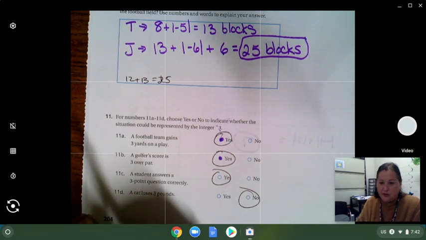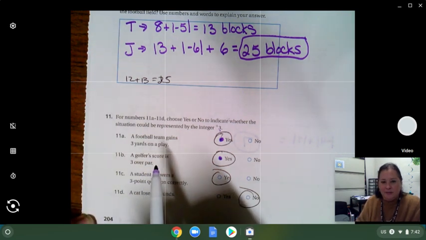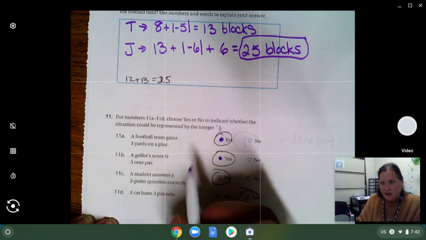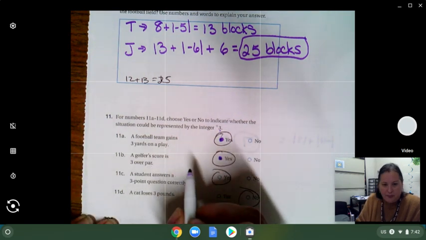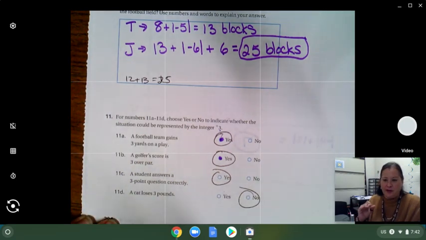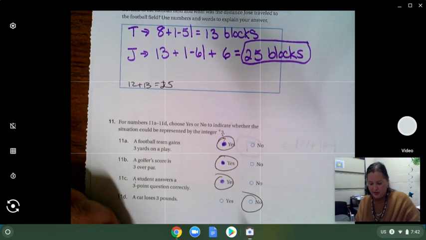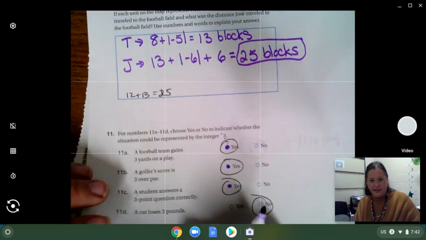Remember, golfers want a low score, so that one sometimes does confuse people, but par could be 2, and if it's 3 over par, that would be 5. So you are gaining points when you actually want your score lower to win. And then a student answers a 3-point question correctly and gets those 3 points. That would be a yes. And a cat loses 3 pounds. That would be a no because that would be a -3.